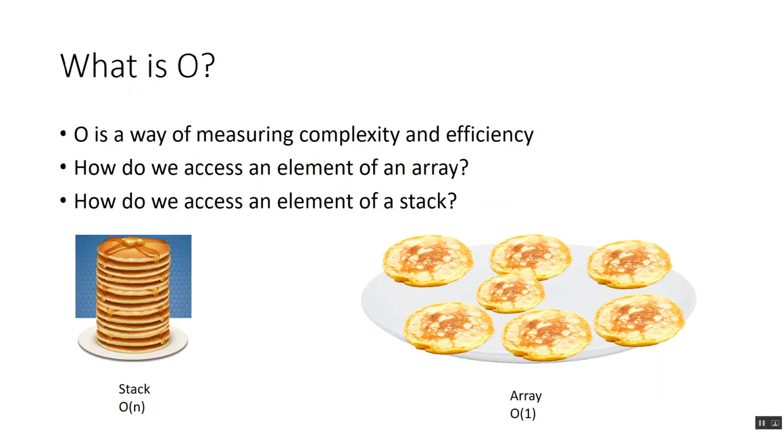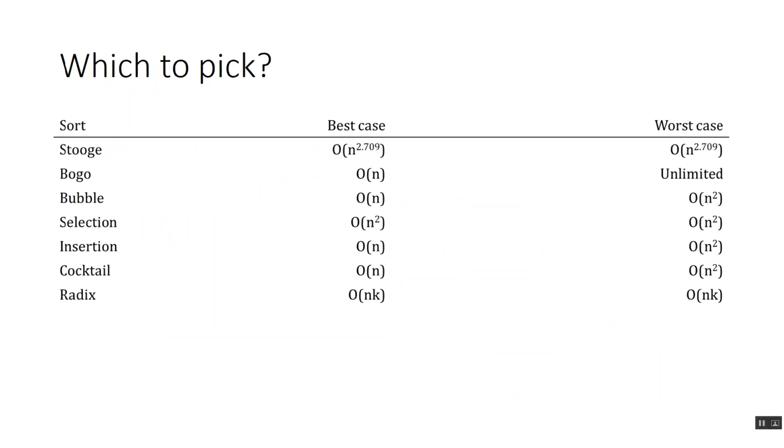So as you can see, the access efficiency of a stack is O(n), because it clearly depends on how large the stack is, whereas an array is just O(1), because it doesn't matter how large the array is. If you want to access any element, it'll only take one line. So which one should we pick?